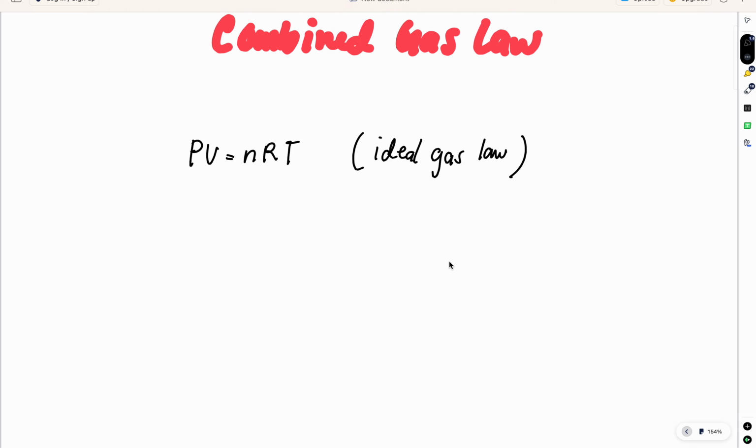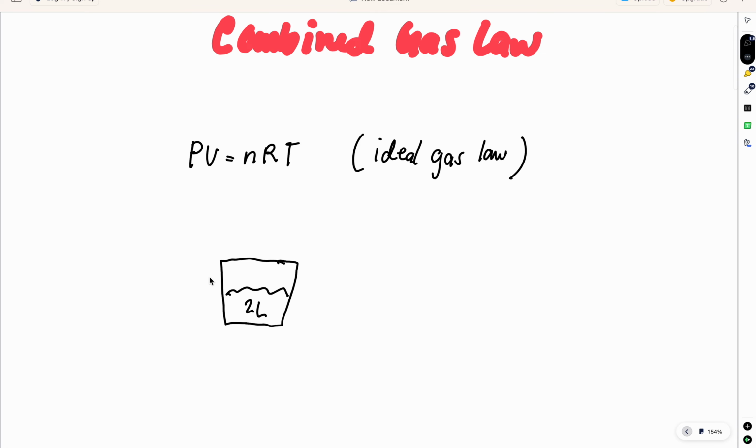And the combined gas law is where you have initial and final states. What if you have a glass with a volume of 2 liters, and the temperature that you're heating is, since it's STP, 273.15 Kelvin, and the pressure is 1 ATM. So this is where we use the ideal gas law, or PV equals nRT.